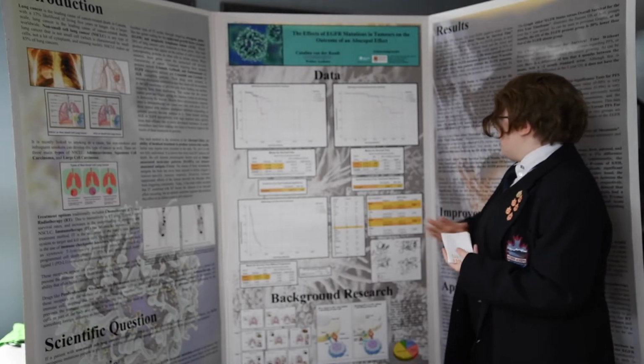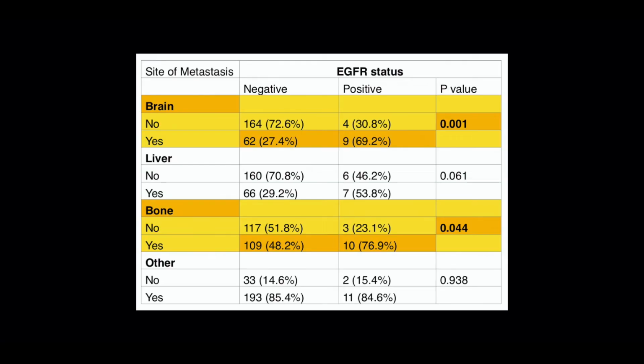Lastly, here you can see the comparison of metastases and the EGFR positive status. First, for brain metastases, there is a difference of 41.8% between the two groups, with the EGFR positive group being more likely to have brain metastases occur. For bone metastases, there was a difference of 28.7% between the two groups, with again the EGFR positive group being more likely to have bone metastases occur.